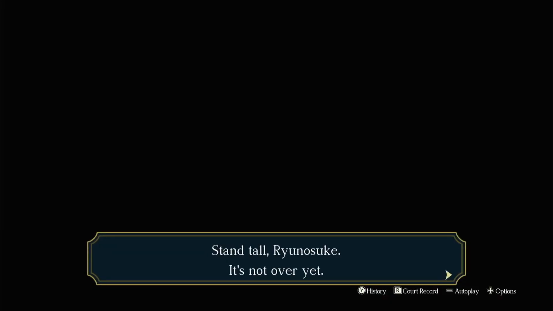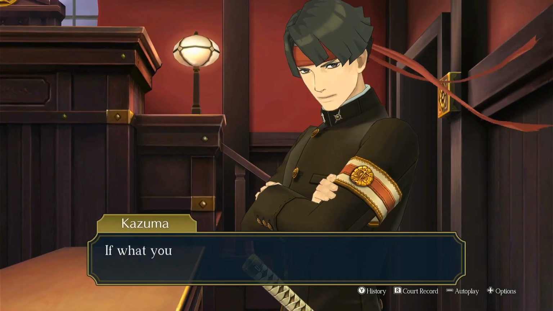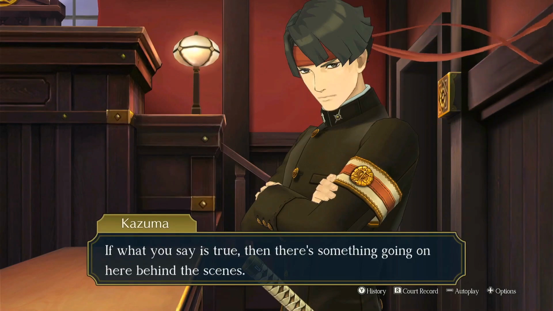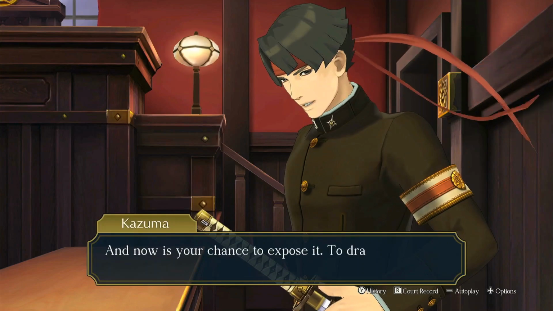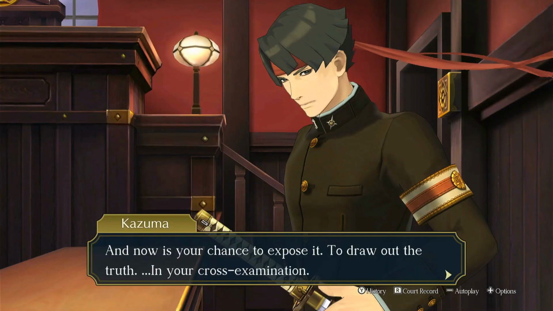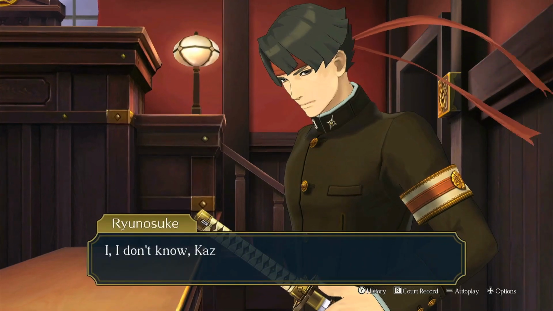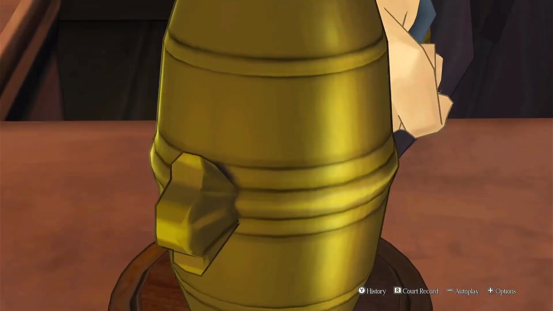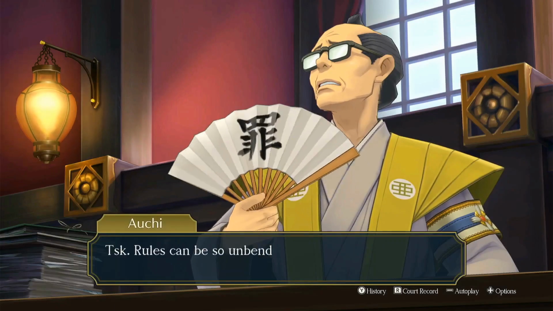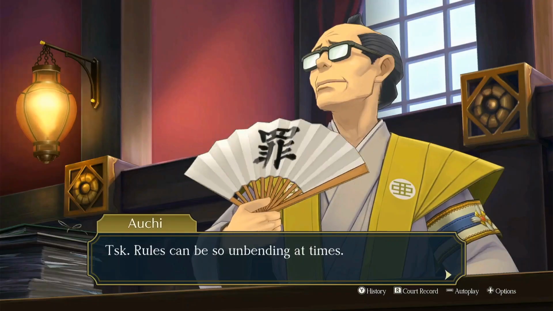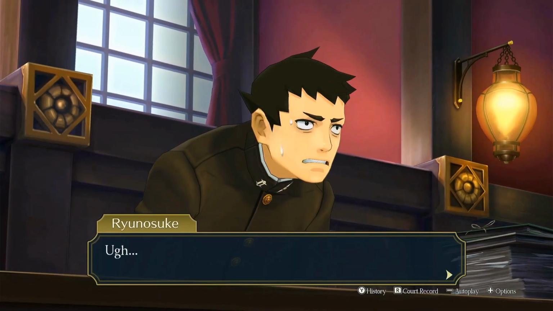Stand tall, Ryunosuke. It is not over yet. What? If what you say is true, then there's something going on here behind the scenes. And now is our chance to expose it, to draw out the truth in your cross-examination. I don't know, Kazuma. The defense is entitled to cross-examine the witnesses, but make it quick, understood? Tisk, rules can be so unbending at times. Ugh.